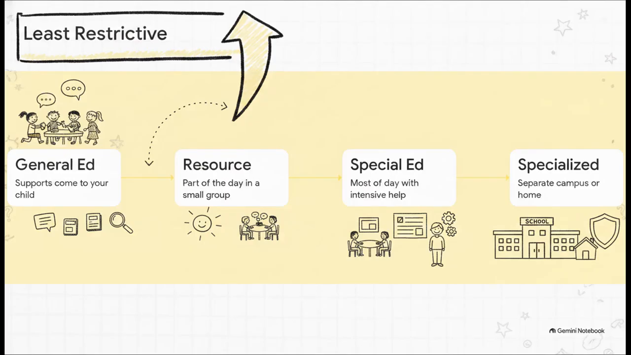The IEP also pins down exactly where this learning happens, guided by a rule called the Least Restrictive Environment, or LRE. Basically, the law says your child needs to be in a regular classroom with their peers as much as possible. That is always the starting point, bringing the support directly to them there. Only if they really truly need it will the team look at more specialized settings, like stepping out for small group resource support or moving to a dedicated special education classroom for part of the day.